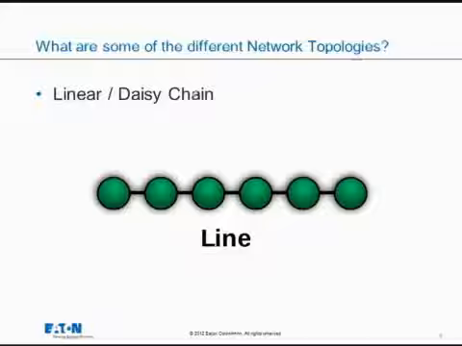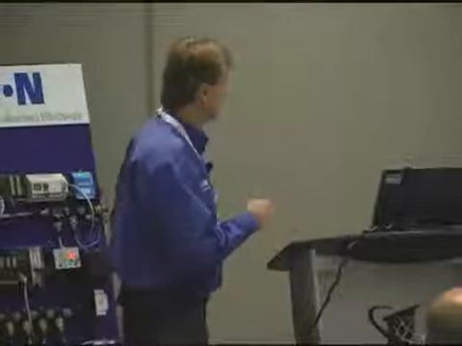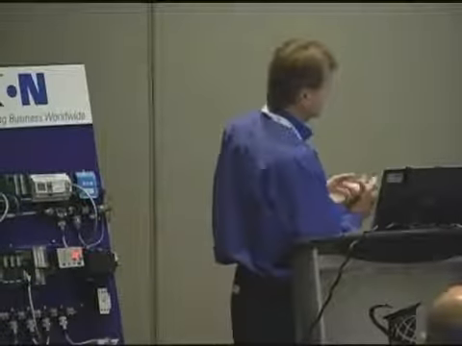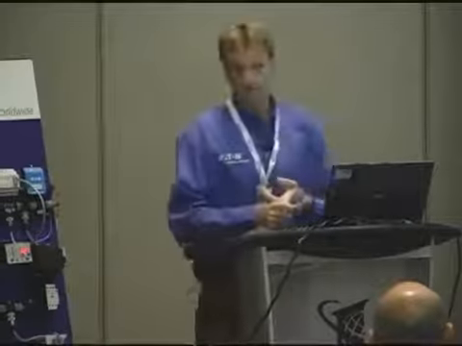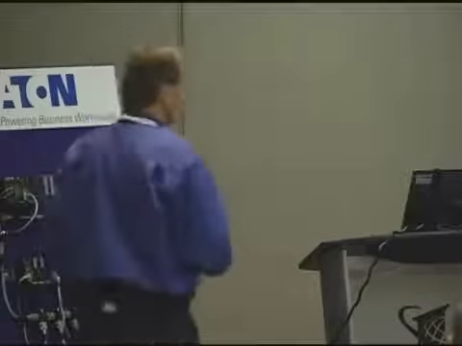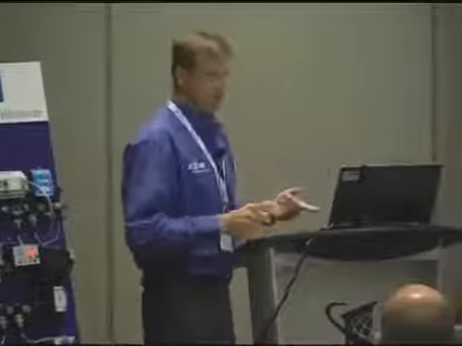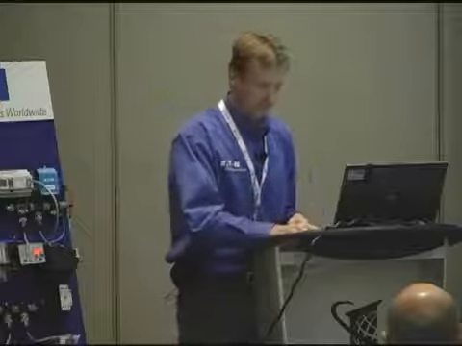The first one we have here is a linear topology. As you see here, we go from device to device to device. Some people call that daisy chaining. Very straightforward. This is the simplest form right here. Typical networks that would use that are almost any serial network, and by serial I mean using copper wires, can use a line topology. Modbus, DeviceNet, almost any of them.